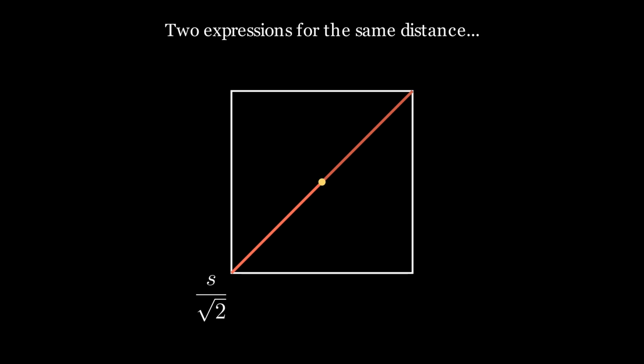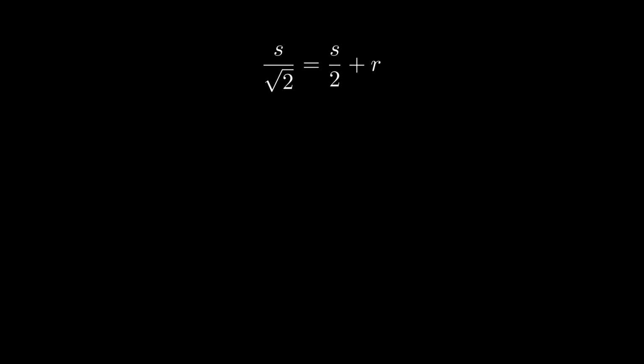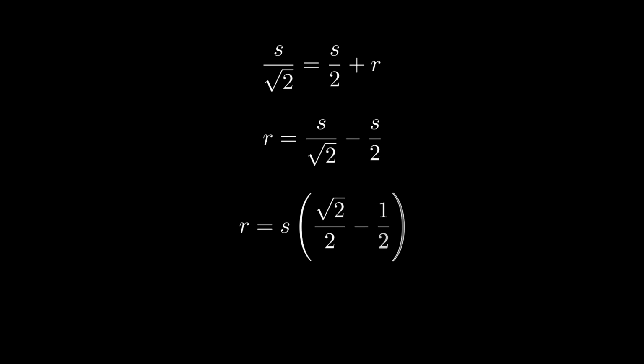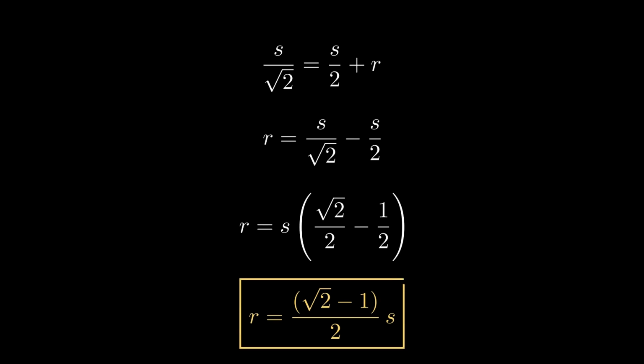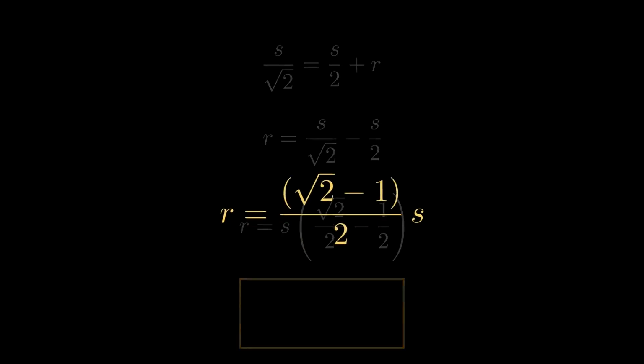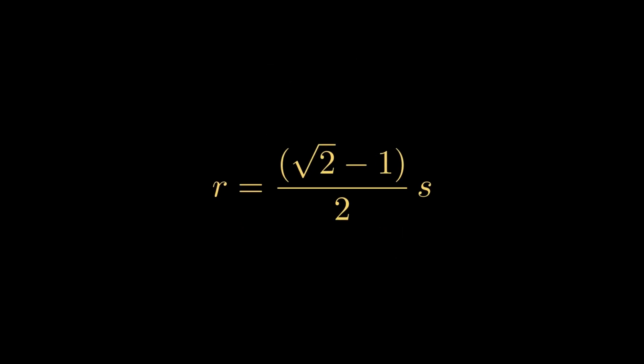All that is left is to set them equal to each other. s over root 2 equals s over 2 plus r. Rearranging to solve for r, we subtract s over 2 from both sides. Factoring out an s, we can rewrite this as s times the quantity root 2 over 2 minus 1 half, which simplifies down to this. r equals root 2 minus 1 all over 2 times s. That's the exact radius of the tiny circle. No approximations, no measurements, just geometry.